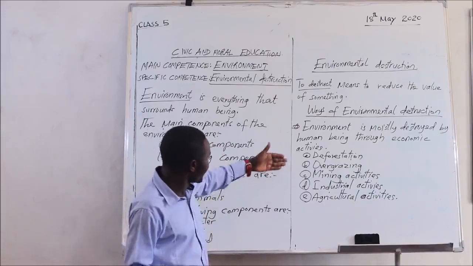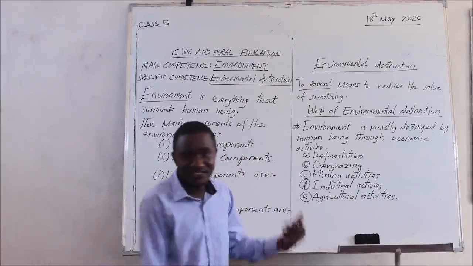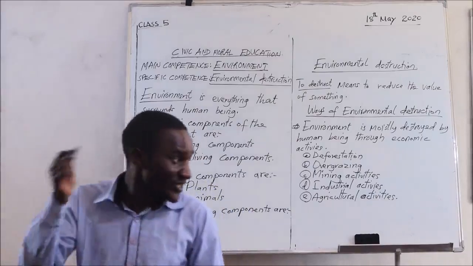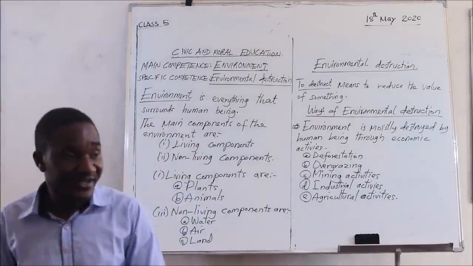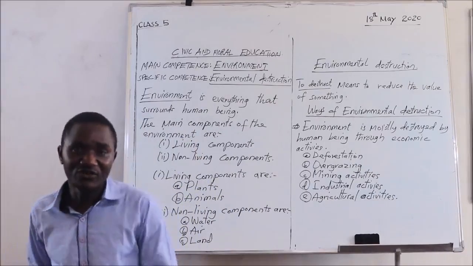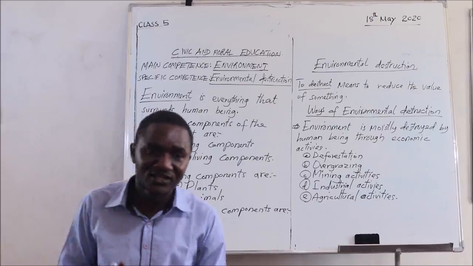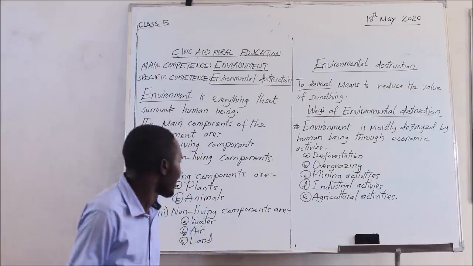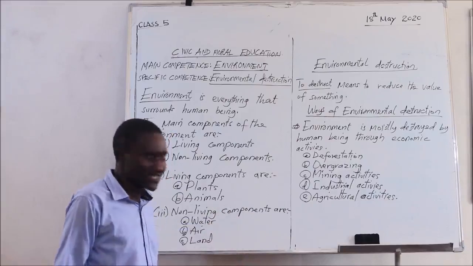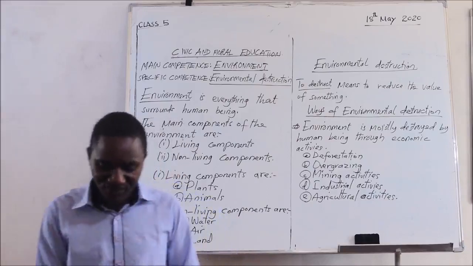Another way of environmental destruction, we say it is agricultural activities. When people want to establish their agricultural activities, they clear all the grass and trees or bush which surround that area, so that they can get an area for their agricultural activity. So this leads to environmental destruction.